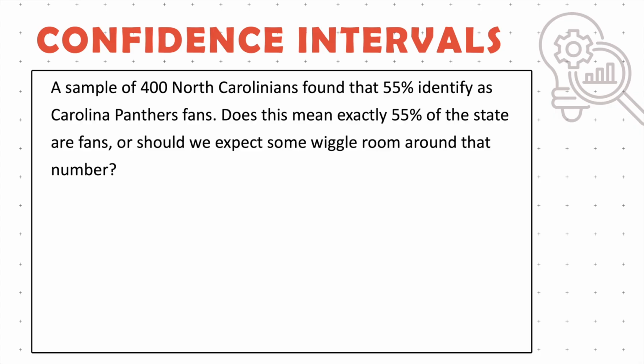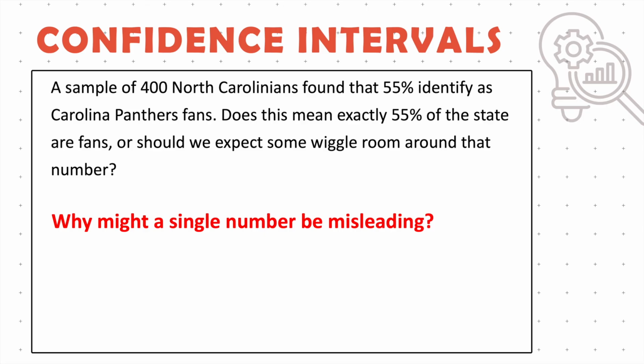So let's introduce this idea for a second. A sample of 400 North Carolinians found that 55% identify as a Carolina Panthers fan. Does this mean that exactly 55% of the state are fans? Or should we expect some wiggle room around that number? When we think about this, this is what one sample tells us. And if we took another sample of 400 North Carolinians, we probably would not get exactly 55% again. So why might a single number be misleading?